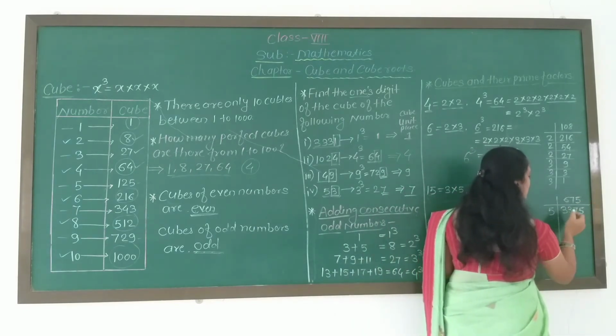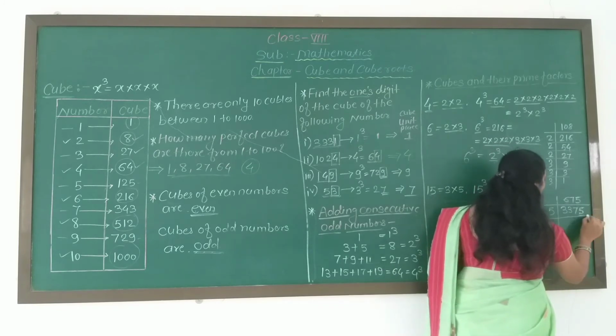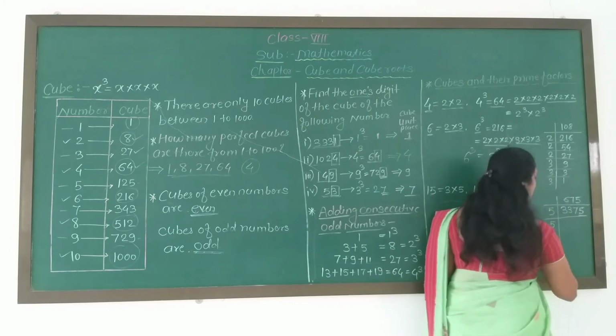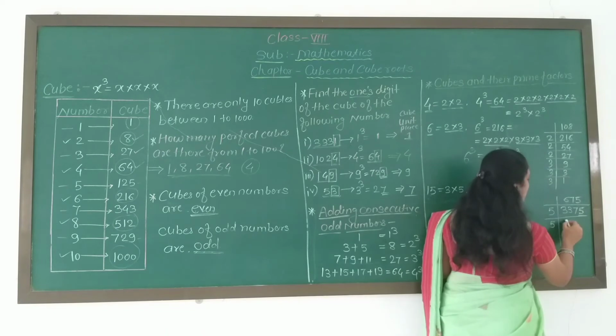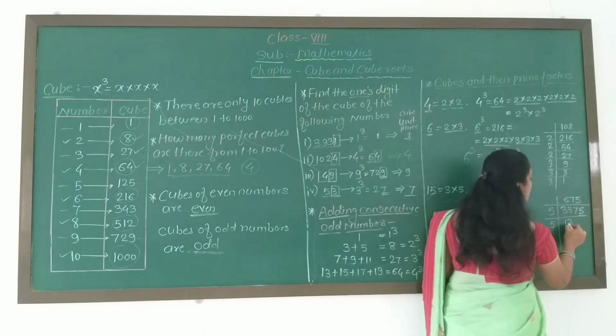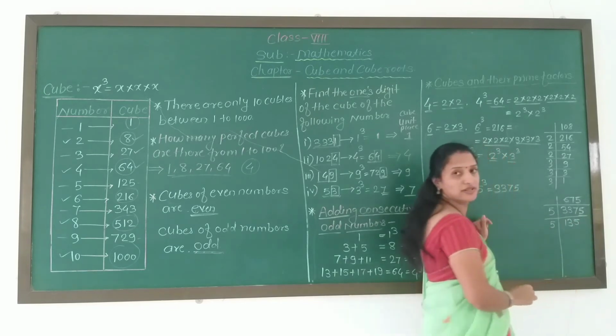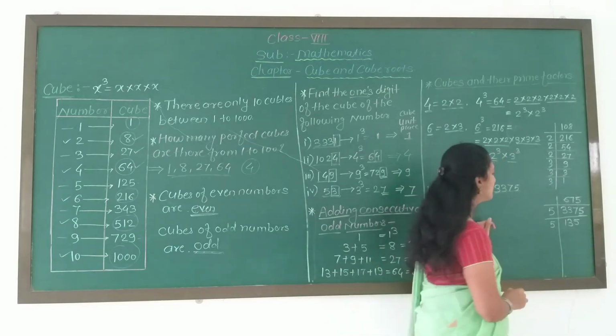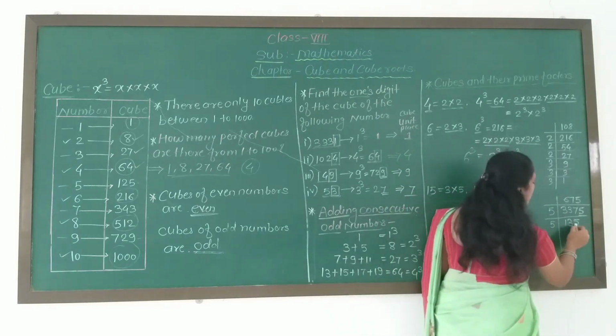This means this number is also divisible by 5. So again we divide this number by 5. 5 ones are 5, 1 is remaining. 5 threes are 15, 2 is remaining. 5 fives are 135. After that, 135.